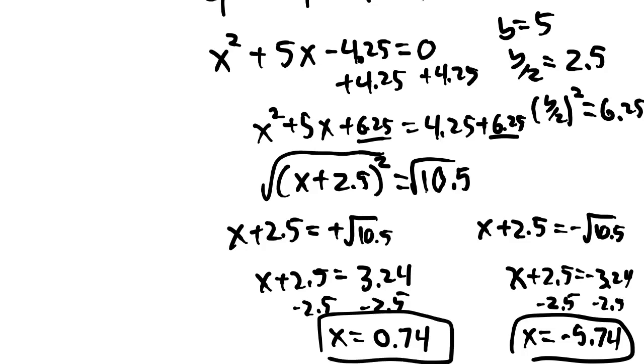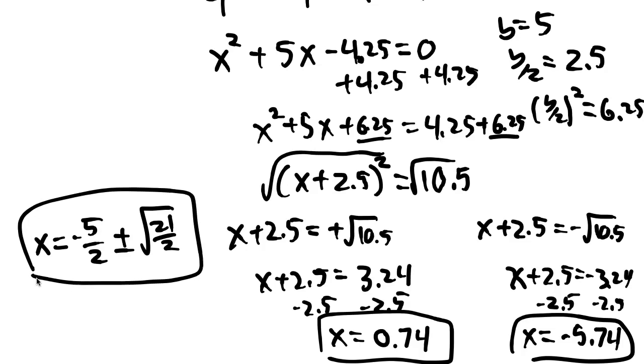Now real quickly, let me show what it would be in exact form. So the fraction 2.5 is really 5 halves. So you'd have, when you subtract that over, negative 5 halves plus or minus the square root. Again, 10.5 is really 21 over 2. So it'd be this, basically.